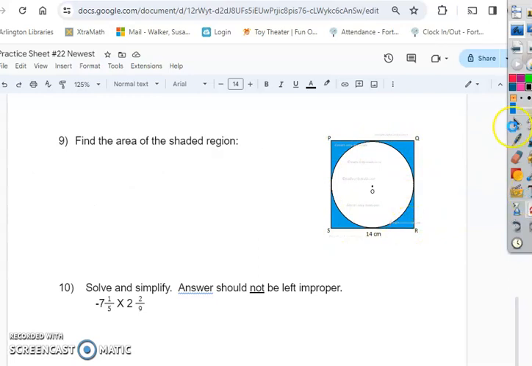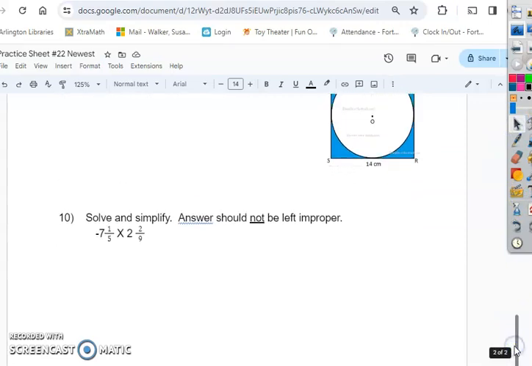Number 10 says solve and simplify. Well, the first thing I'm going to do is note that this is a triangle problem, because I'm not going to go through all this math and then miss it because of my signs. So I have a negative and a positive. So everybody, I'm going to put a box here for my answer. I'm going to put a negative. Okay. Now I don't even have to worry with it.